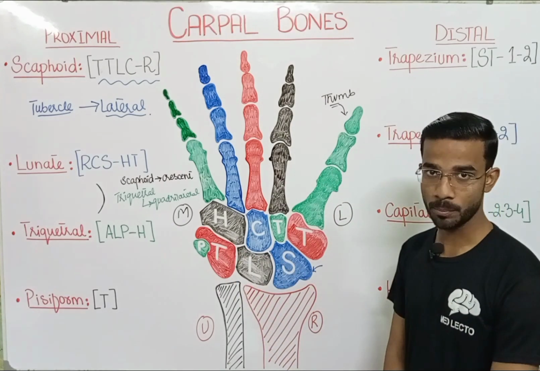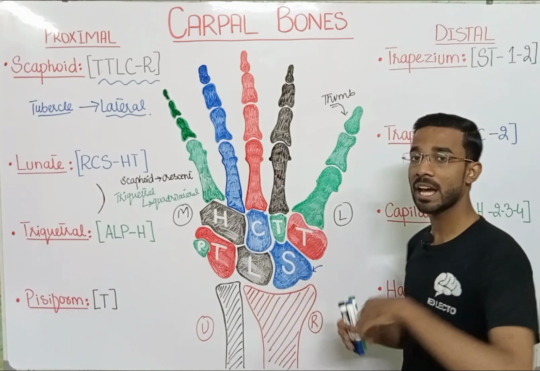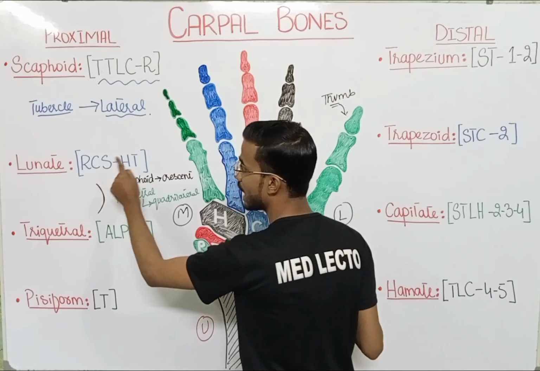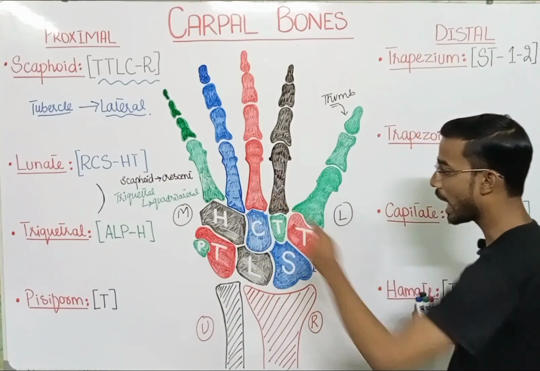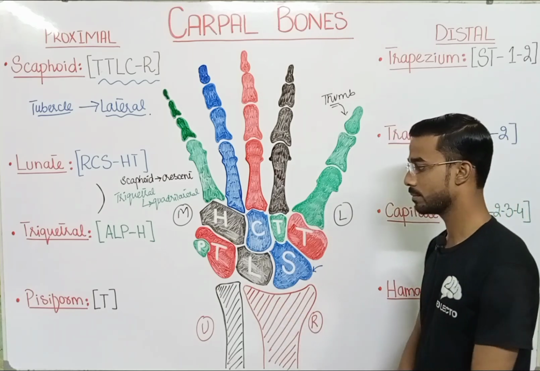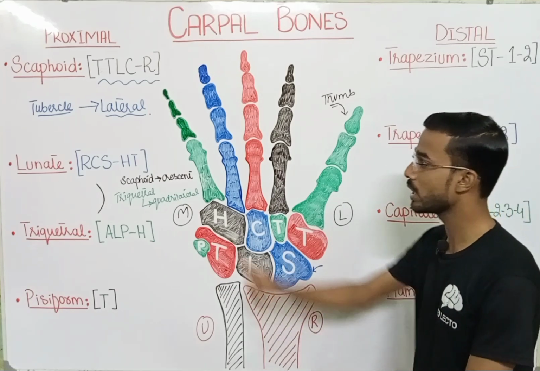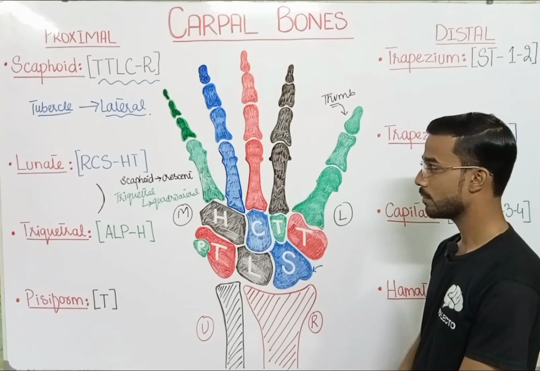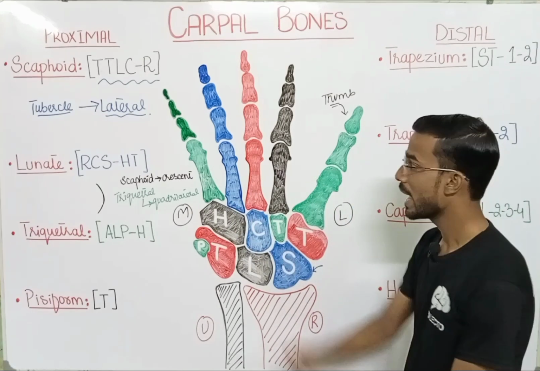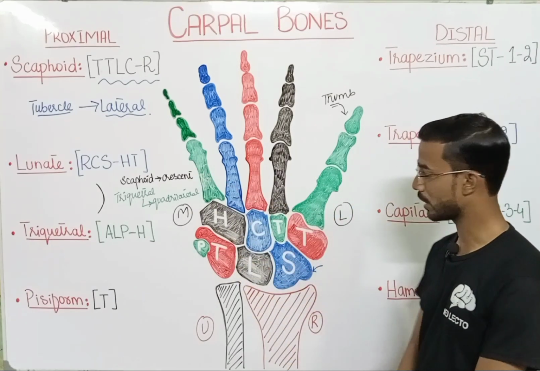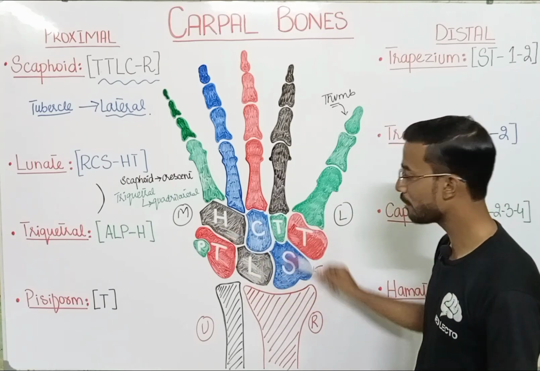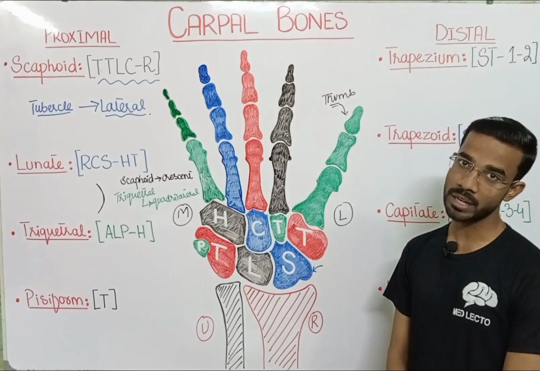So these are basically the two important features. And the lunate is attached to different bones, as you see, and you will remember that by RCSHT. R is the radius bone, so the lunate will attach to the radius bone. C for capitate, S for scaphoid, H for hamate bone, and T for triquetral. So it means 1, 2, 3, 4, 5 bones are surrounded by the lunate bone.